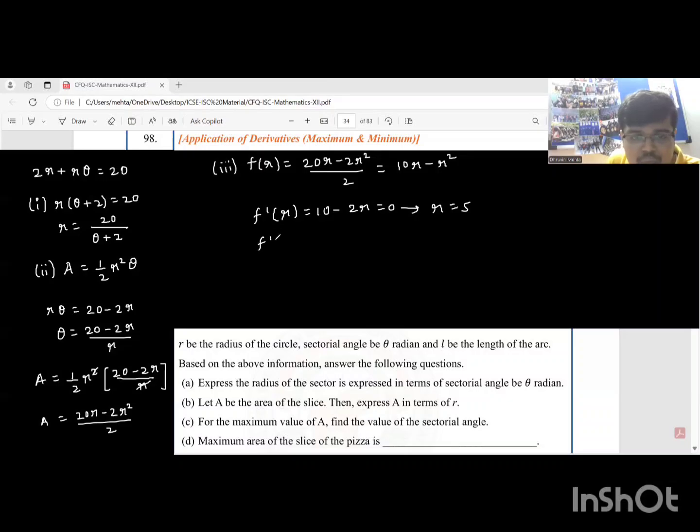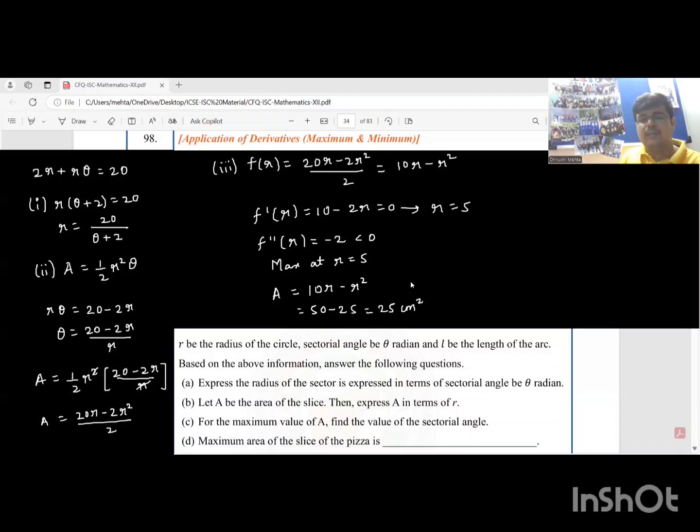You take the double derivative, students. The double derivative in this case is minus 2, which is lesser than 0, and therefore it is maximum when r is 5. We'll substitute in this equation 10r minus r square, so we get 50 minus 25. So the maximum area is 25 centimeters square. And that completes D as well. We are left with C. I missed the C part. We have to find the value of the angle.